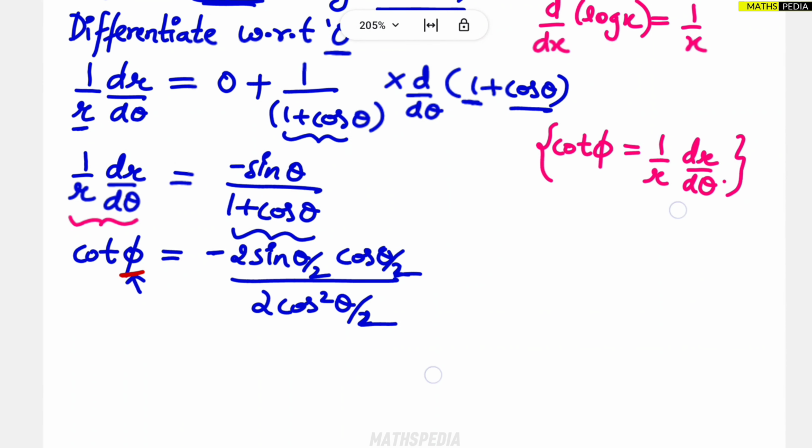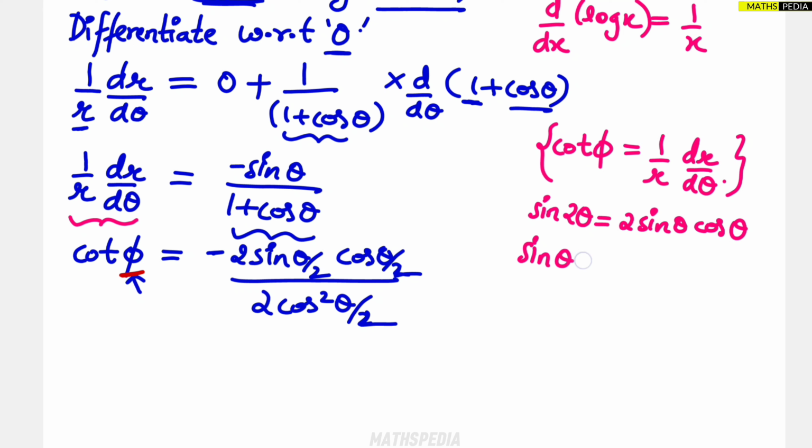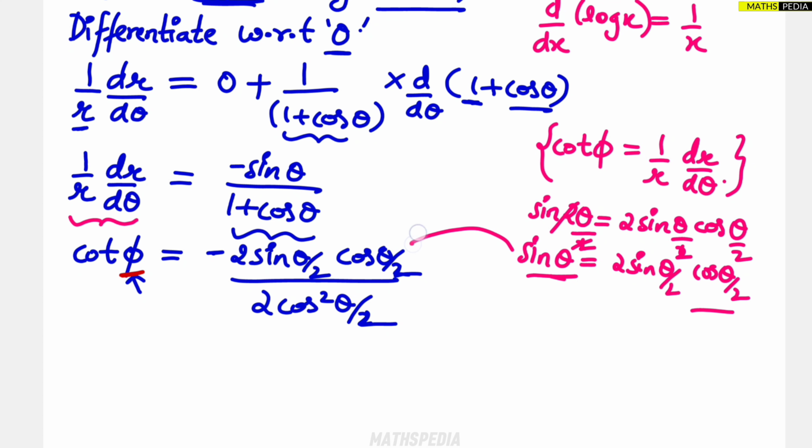So the numerator part we'll see. We have studied that the formula for sin 2 theta is 2 sin theta into cos theta. Taking the angle 2 theta by 2, it will be sin theta is equal to 2 sin theta by 2 into cos theta by 2. Basically, I am just dividing the angle by 2. That's it. This is the formula we are getting, and that's what I have substituted here.